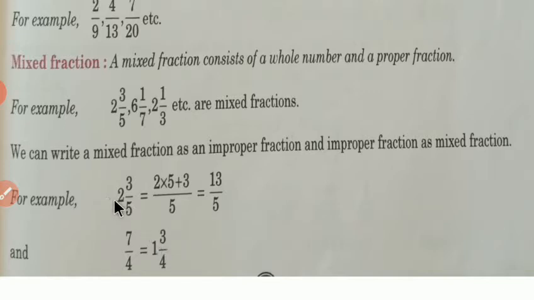Here you have to multiply these two numbers, 5 twos are 10. After that you have to add the numerator number and the denominator will be as it is.